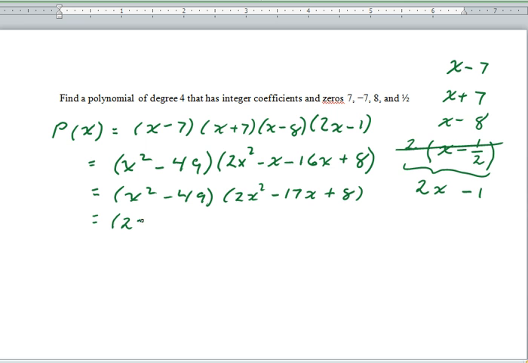We're going to get 2x to the 4th minus 17x cubed plus 8x squared plus negative 98x squared plus 833x minus 392.